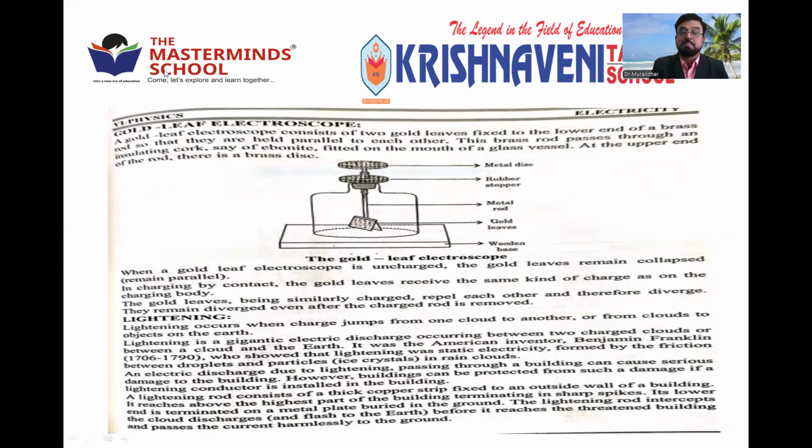In that, again, there is a separate instrument called the gold leaf electroscope. Gold is a very sensitive metal, so they use gold here to attract or repel. See here, these gold leaves. Two gold leaves are suspended from a rod. So: metal disc, rubber stopper, metal rod, gold leaves and wooden base. This setup is done.